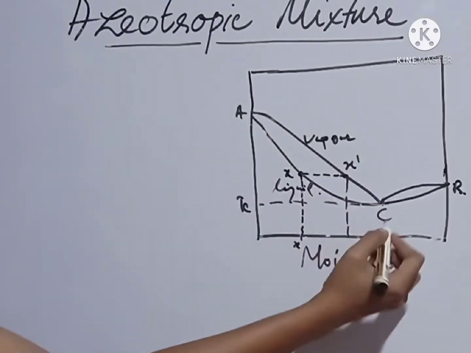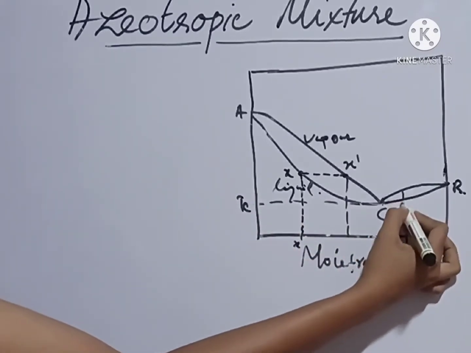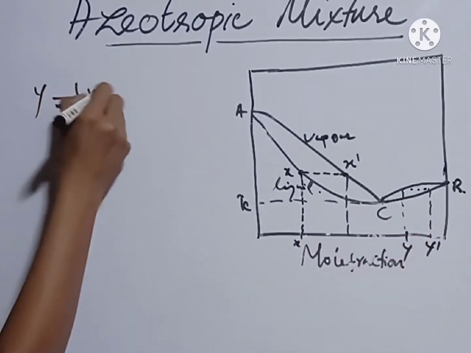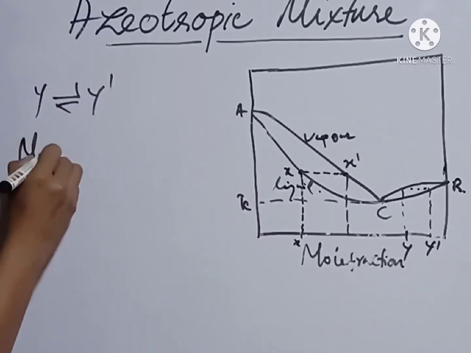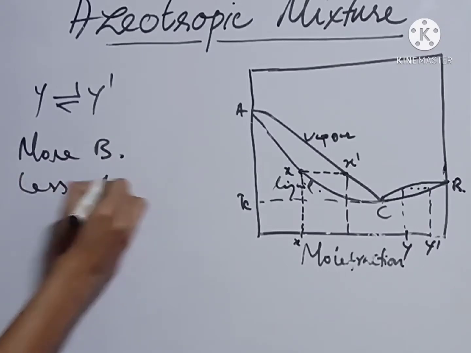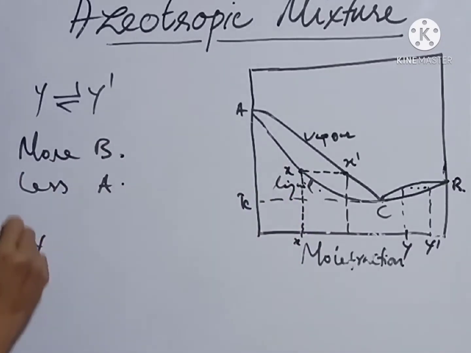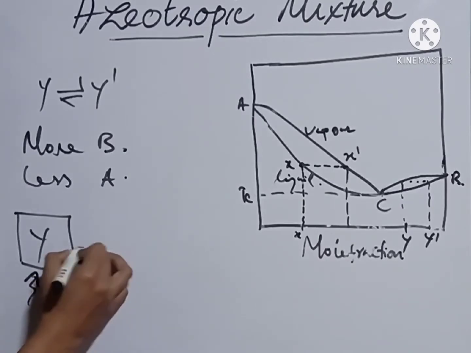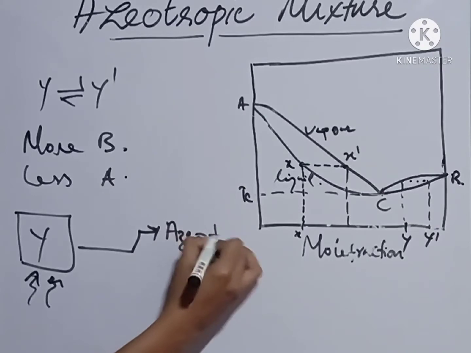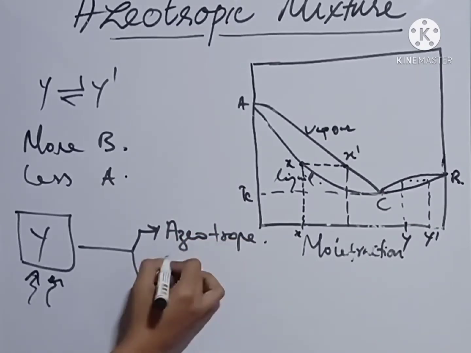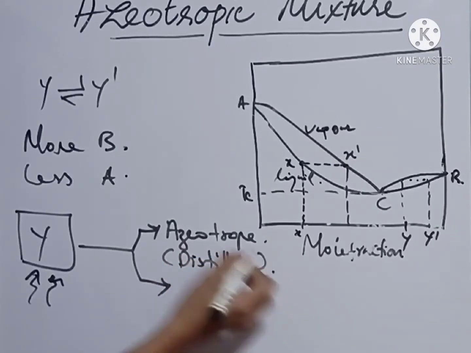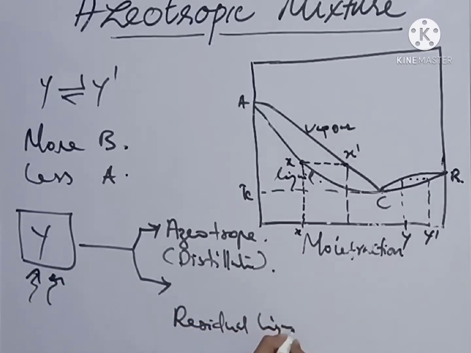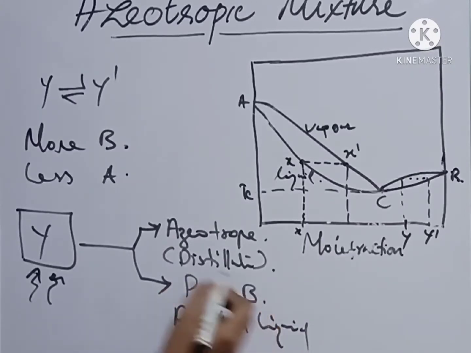At the same time, if we consider a composition Y here, then Y dash will be in equilibrium with Y. The composition contains more amount of B and less amount of A. So if we boil the composition Y, Y dash also will be there. If we boil the mixture, we'll get the azeotrope as distillate, and the residual liquid will be pure B.